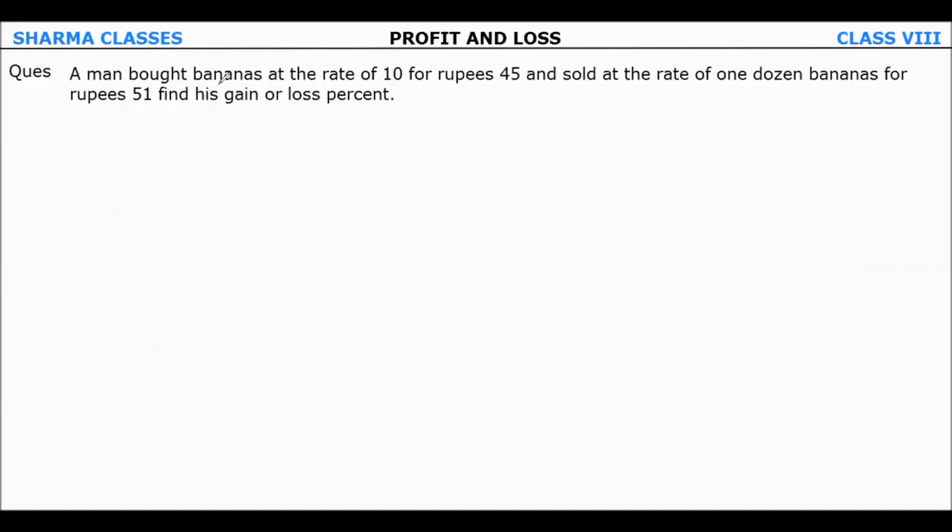Question says, a man bought bananas at the rate of rupees 10 for rupees 45 and sold at the rate of 1 dozen bananas for rupees 51. Find his gain or loss percent. Now in this question, we have to see that a man bought bananas. Bought means the cost price at the rate of rupees 10 for rupees 45. That means cost price of 10 bananas is rupees 45.